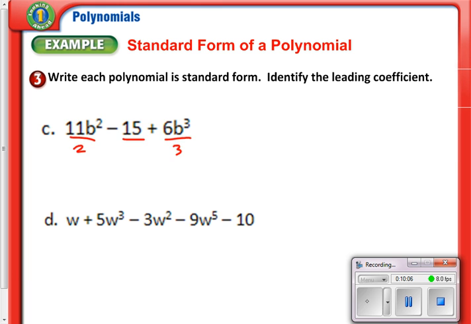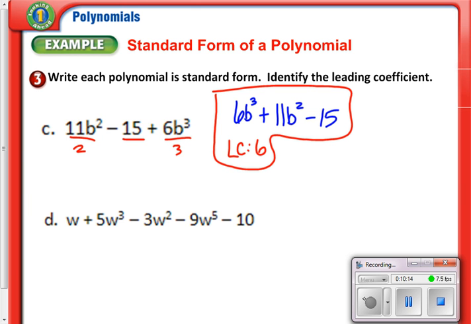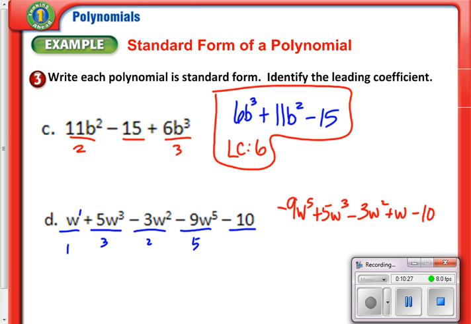First things first, I listed off the degrees of each of the terms. Next, I wrote it out in standard form here. Then I identified my leading coefficient. D, I figured out all my degrees. So next part is to go ahead and write it in standard form. There's our answer in standard form, and then we identify that leading coefficient of -9.